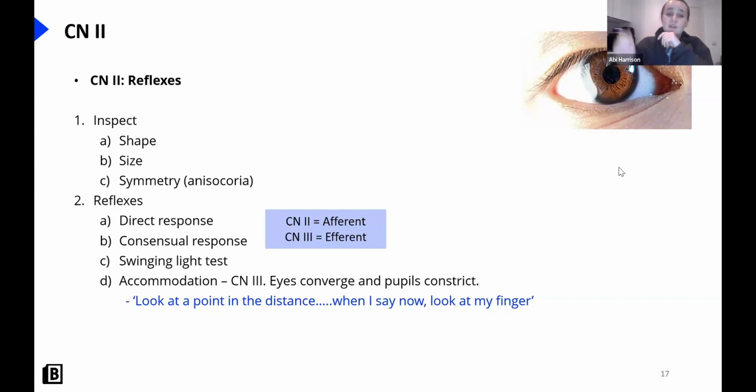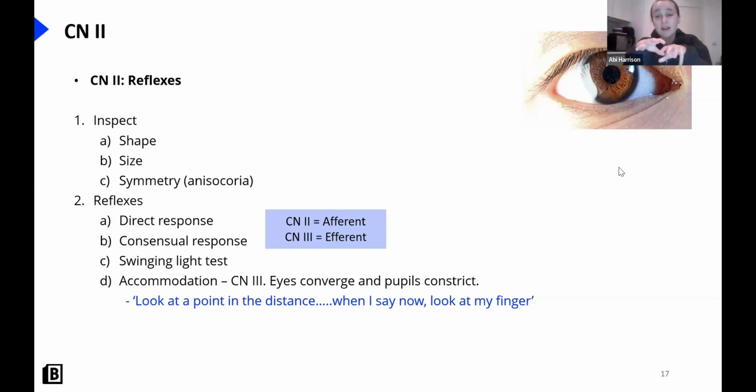You're shining the light into one eye and looking to see if the pupil constricts. And then you're shining it into the same eye and looking to see if the other pupil constricts, which is your consensual response. And then you're swapping, so keep your hand in place and then do the same with the other eye. Cranial nerve 2 is your afferent, so sensing the light, and then cranial nerve 3 is your efferent, so causing the pupil constriction.